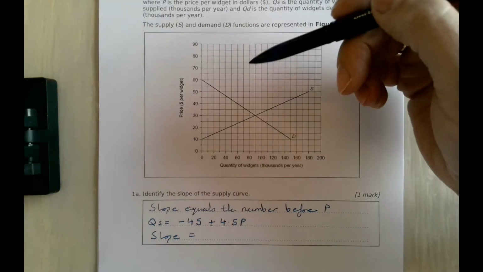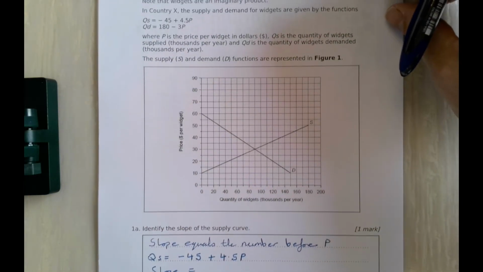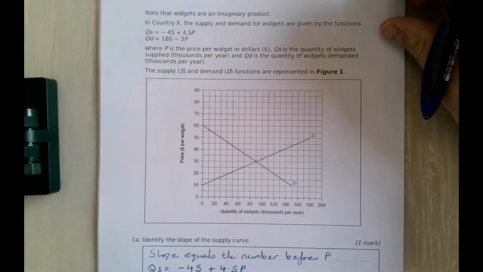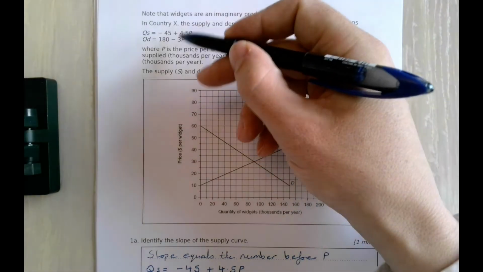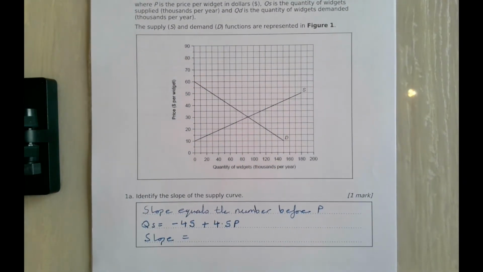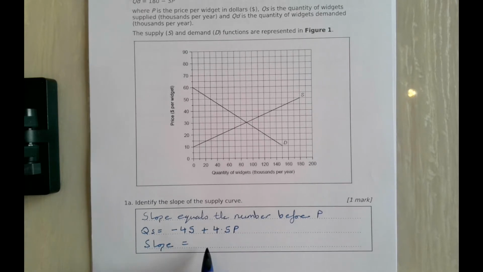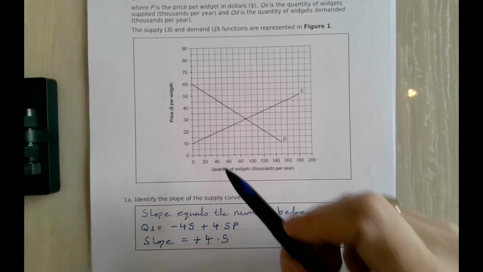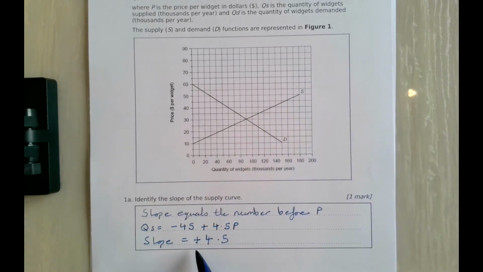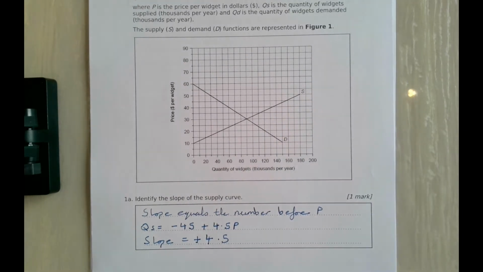functions, and we see that the demand curve is downward sloping and the supply curve is upward sloping here. And the reasons for this we'll come to in a second, just keep an eye on each of those functions. So it says identify the slope of the supply curve. Well, what we've been saying before is that the slope equals the number before the p. And the supply function is given by minus 45 plus 4.5p. And I keep on mentioning this point: it's not just 4.5 that's the slope, it's also the sign before that. Because as we can see, the supply curve is upward sloping, and this plus means that it is upward sloping.